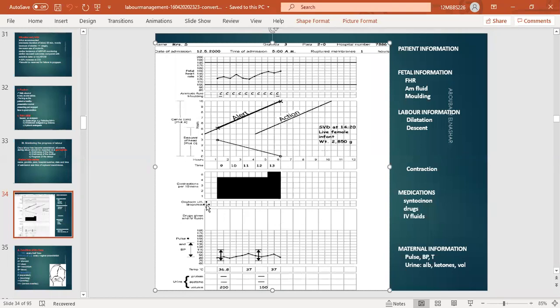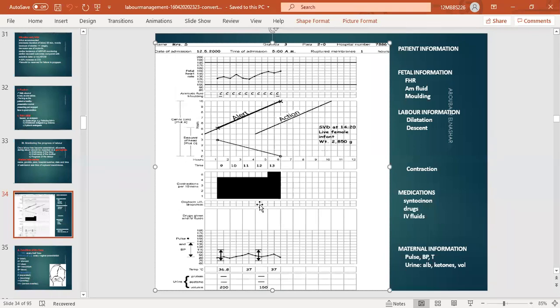By giving oxytocin 10 international units in 500 ml of normal saline or in Ringer lactate solution, you start with 10 drops per minute, and then titrate it against the contraction, whether the contractions are increasing or not. If you are going to give oxytocin, you have to label it in this column. In this column, you mention that you have given oxytocin and how much.